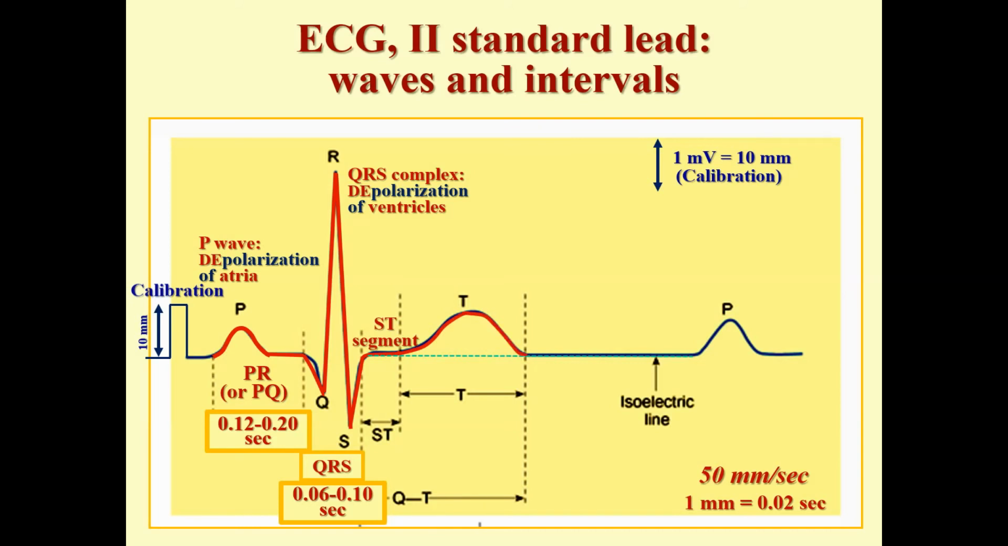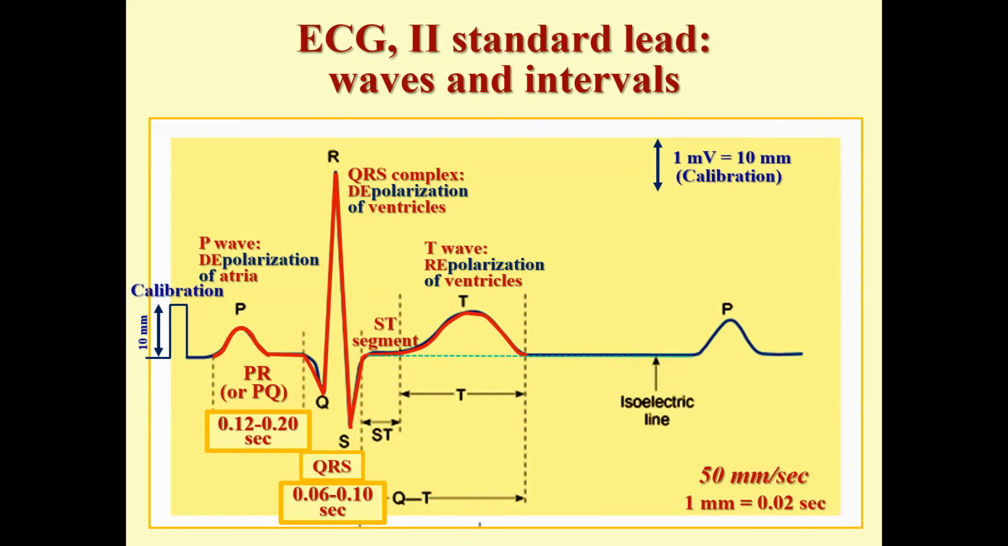Then the final T wave represents repolarization of ventricles. Again, let's recall. For ventricles, we have the QRS complex of 3 or sometimes fewer waves that represent depolarization or excitation, and we have the repolarization T wave. And for atria, we have only one wave that shows depolarization or excitation, which is the P wave.